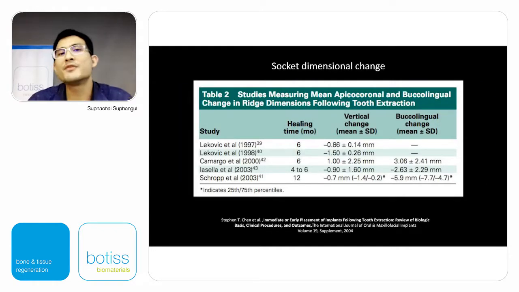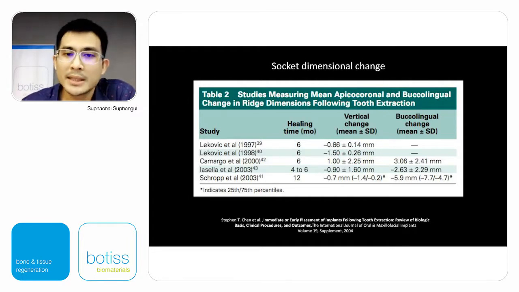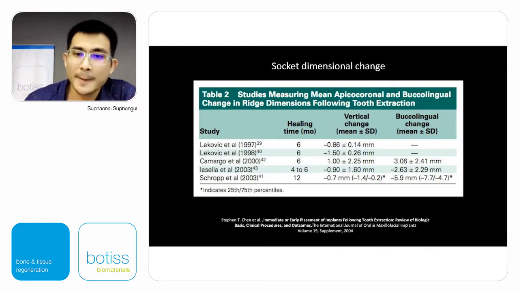We have to first understand the socket dimensional change after we extract the teeth. This is a table from Stephen, 2004. They summarized the studies about dimensional change, such as this one, Thorpe in 2003. You can see the vertical change in all of the papers is not much, but the buccolingual change is very high, especially in the first 3 to 6 months.